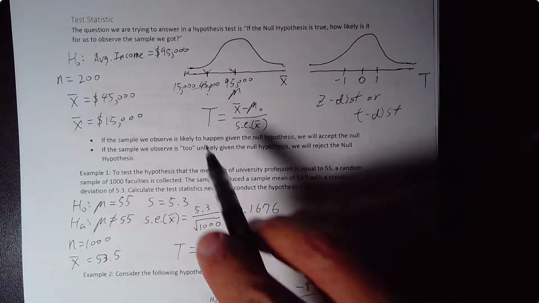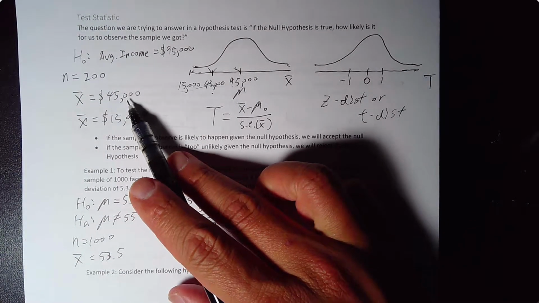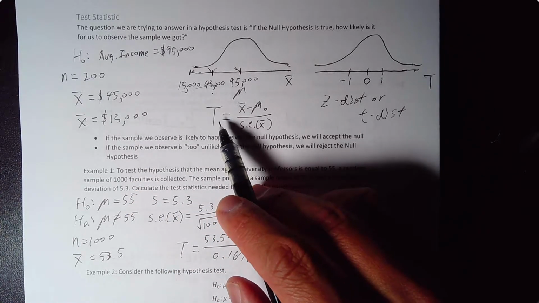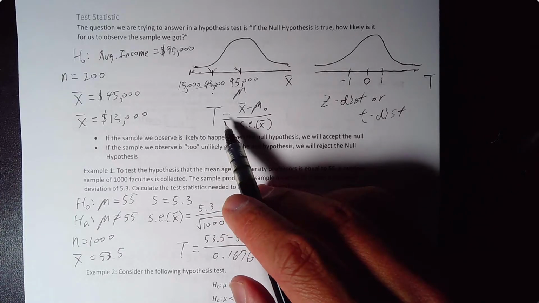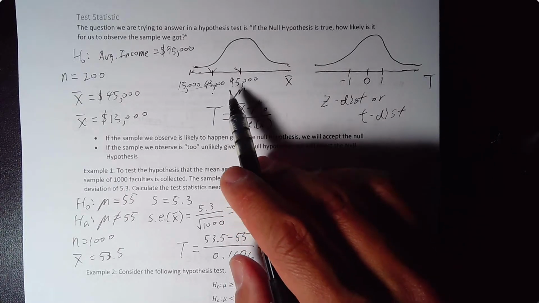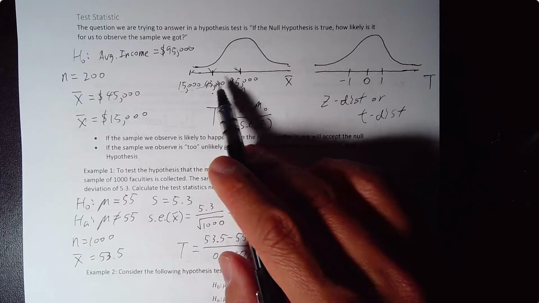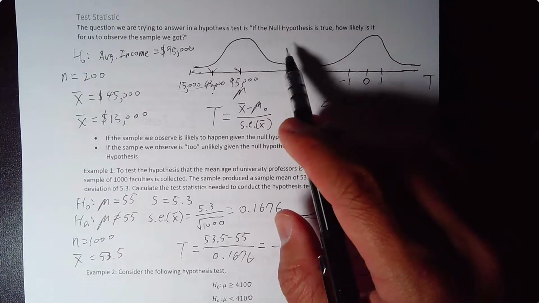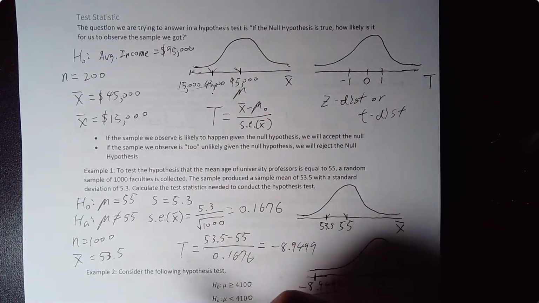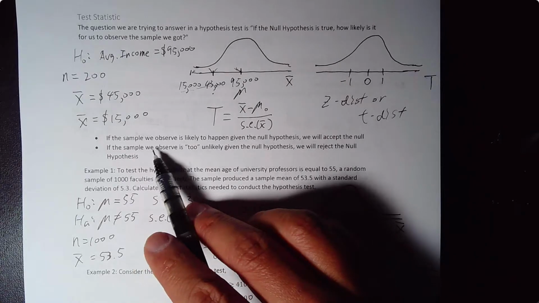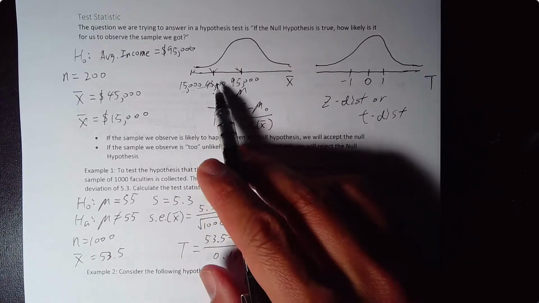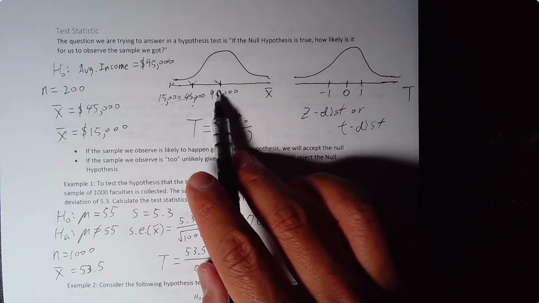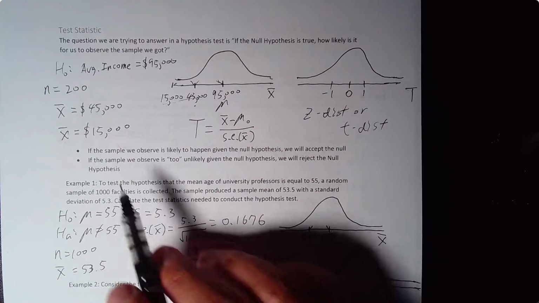So we get our test statistic from our observations, which is our sample statistic. And our test statistic tells us, in terms of standard deviations, how far the observation is from the null hypothesis. So we're asking the question: if the null hypothesis is true, how likely is it for us to observe the sample? Now, if the sample we observe is too unlikely, meaning the test statistic is too far away from the center, from the mu, then we will reject the null hypothesis.